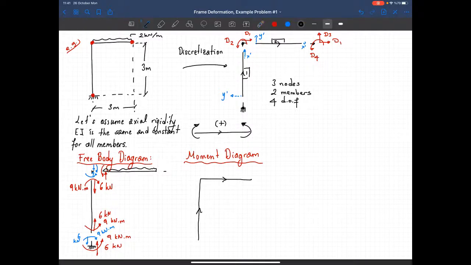All right, now let's show the moment diagram. I'm just rotating this sign convention by 90 degrees. So if I do that, my positive directions will be as follows. And these two moments are in the opposite direction with the positive moment. So I have a negative moment and a constant moment.